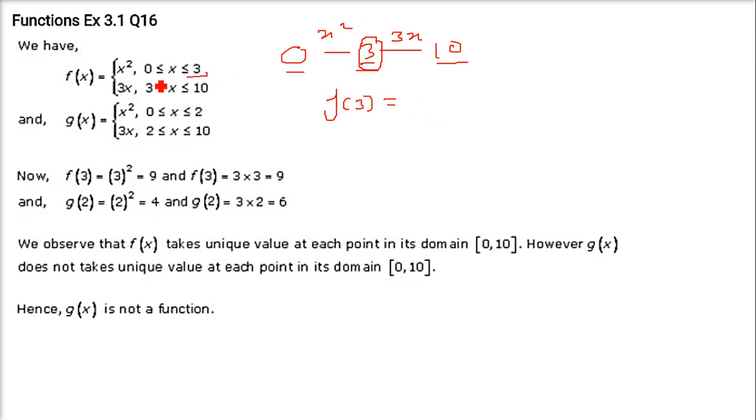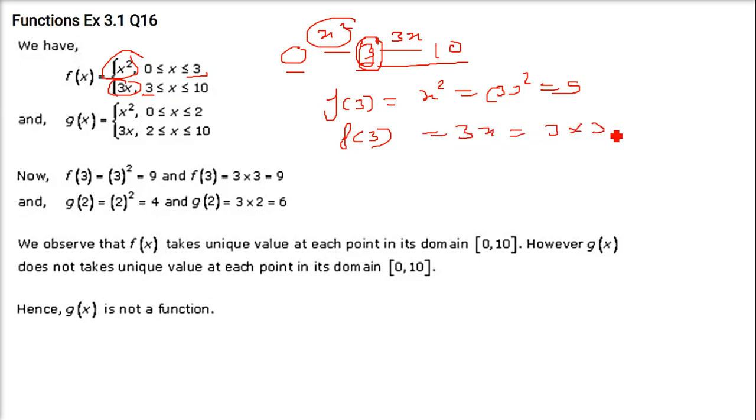So I'll put f(3). Using x square, 3 square gives you 9. Now again f(3) in this border condition, we can take 3 because it is inclusive. Now we use 3x, which is 3 into 3, that is 9. So both times 9 is coming. For the value 3 we always get the unique value 9. That is why it is a function.